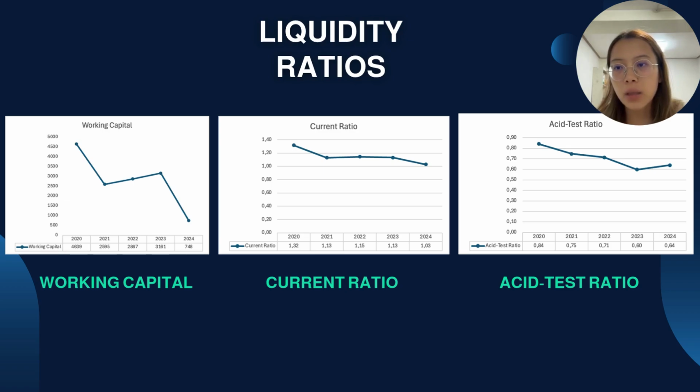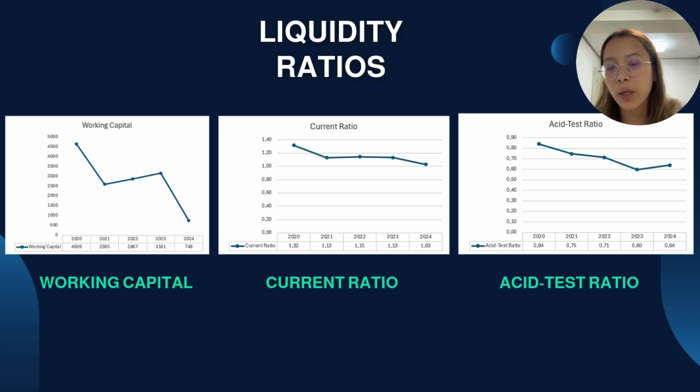And then the second one, current ratio, shows how many times current assets cover current liabilities. A ratio above 1 indicates good liquidity. Coca-Cola's current ratio has gradually declined over the 5 year period from 1.32 in 2020 to 1.03 in 2024, indicating a steady reduction in its short term liquidity.